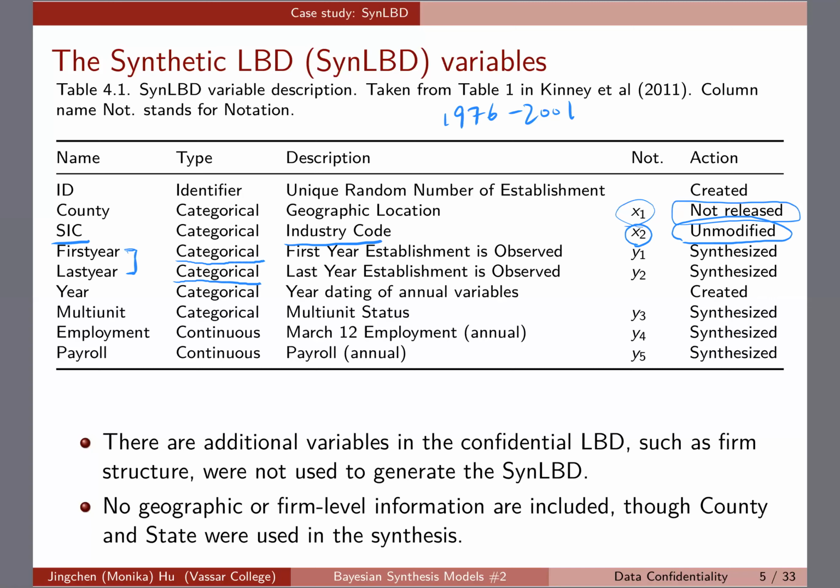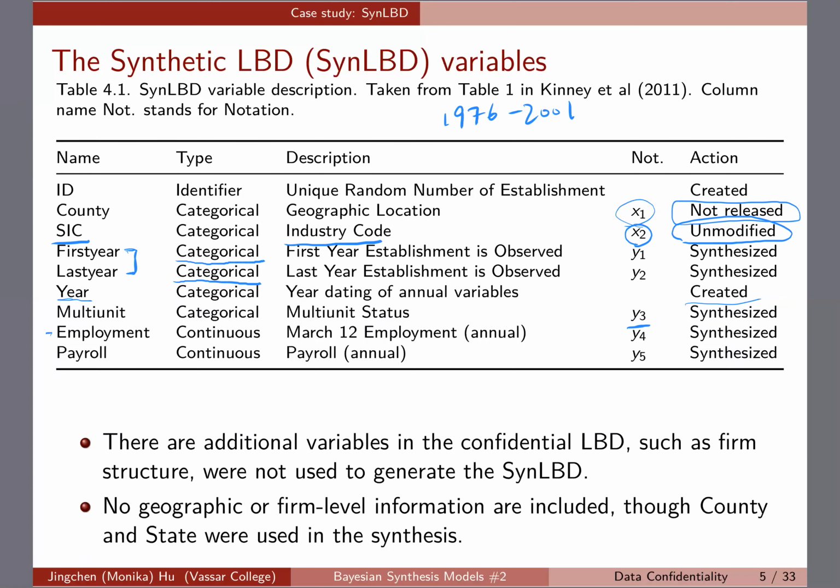And they also create this year variable, the year dating of annual variables. Actually, I'm not too sure what it is, but it's created and is not being used in the model at all. And the other three: multi-unit. I guess it's whether the company is multi-unit or not, so it's a categorical variable. It's sensitive, and they use Y3, and it's going to be synthesized.